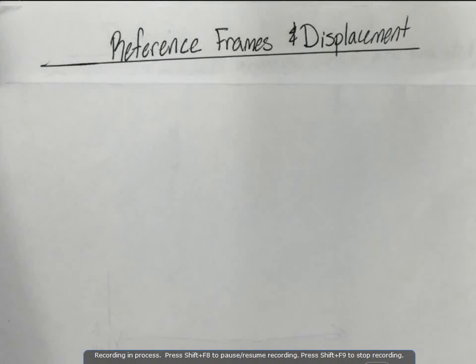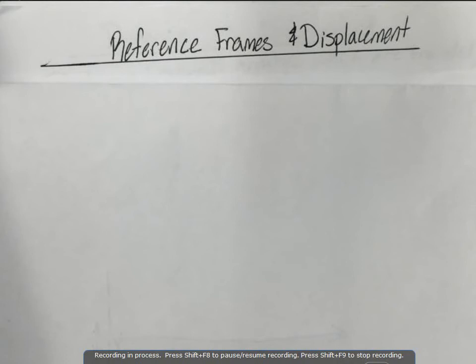All right, in this lecture, we're going to be covering frames of reference and displacement versus distance. This one is a little bit more involved than our first kinematics, but it's really going to help you get an idea of how we look at the numerical and directional aspect of motion.